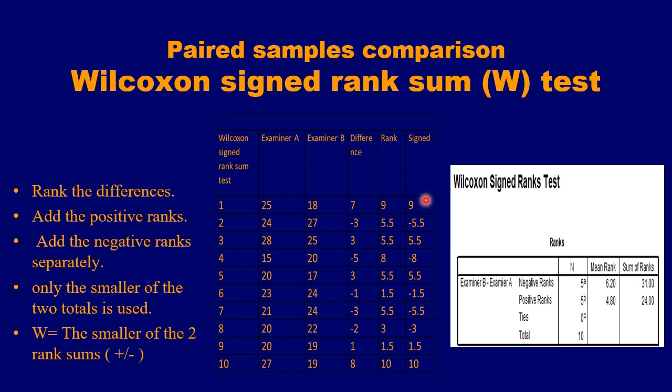Now, we've added up all the positive ranks separately and all the negative ranks separately. And as we can see here, the sum of the negative ranks is 31 and the sum of the positive ranks is 24. Now, how can we find out the test statistic W? Simply, it is the smaller of the two rank sums. We just take the smaller, the 24, and that is the test statistic. The W here is the smaller of the two ranks.